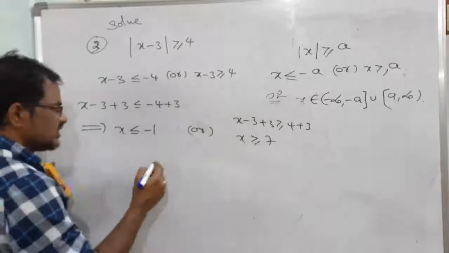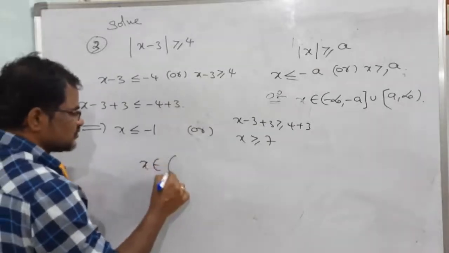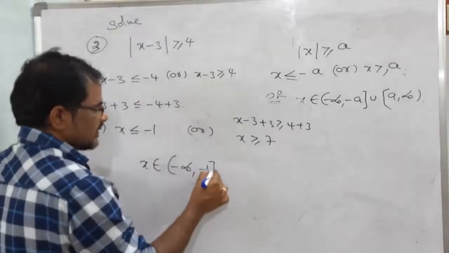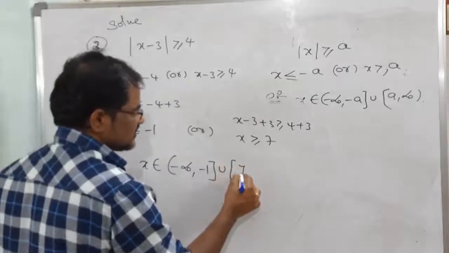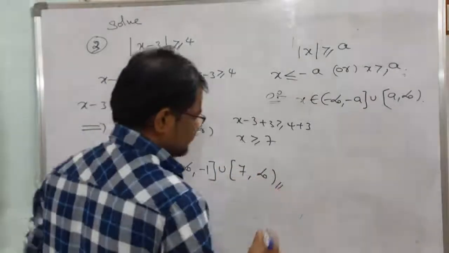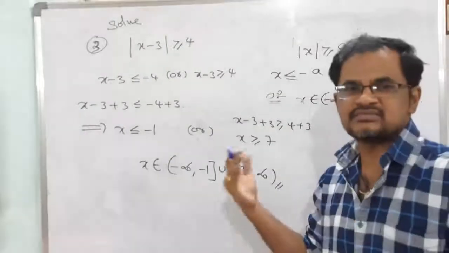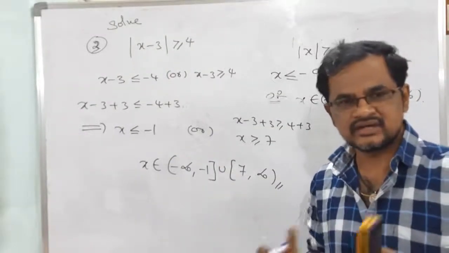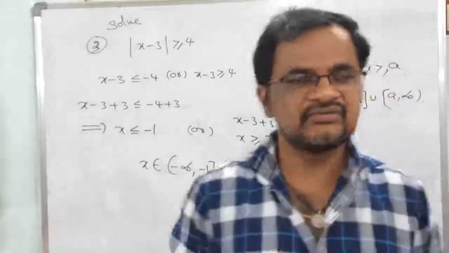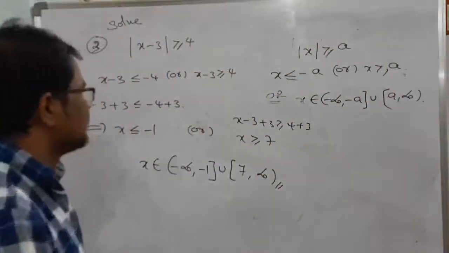Means how to write in terms of intervals? x belongs to minus infinity to minus 1 union closed interval 7 to infinity. So take some problems of your own and practice based on this result. You will get confidence on this type of problems. Okay? Right.